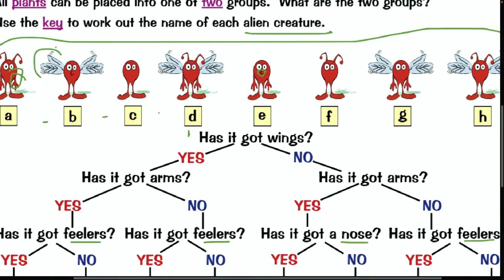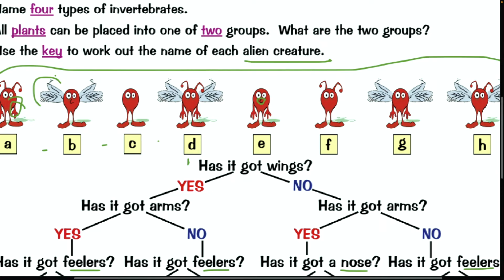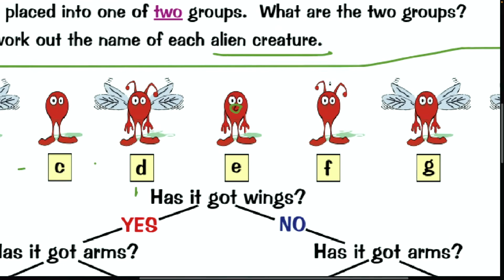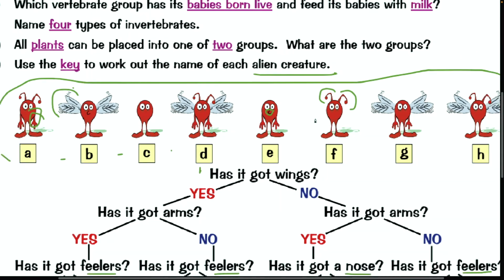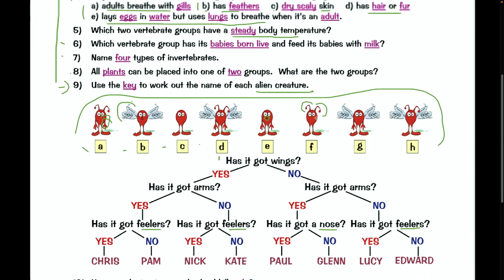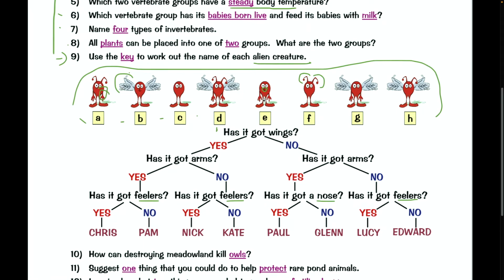Okay, so I'm gonna give an example of a feeler here. Analyze with me. This is a feeler, okay? A anteninha do insect, okay? So I think you understood, right? So what do you have to do here? So you're gonna answer, for example, A, has it got wings? Yes or no? No. And so no, go here.